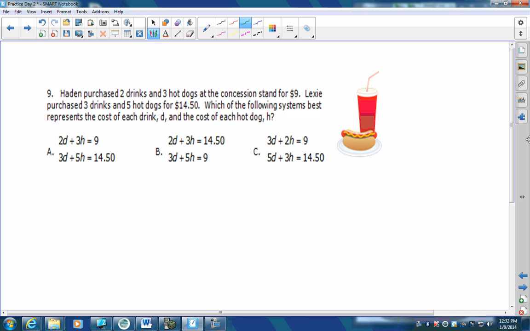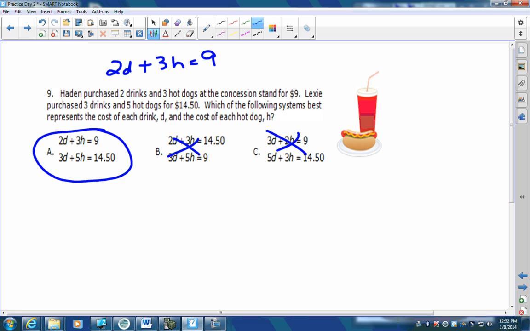So first off, Hayden got 2 drinks plus 3 hot dogs, and that equaled $9. So that one works like 3. Oh, what does this say? 3D. What is that? I don't even know. That's not it. 3D. Nope. I don't even have to go any farther. It was A.